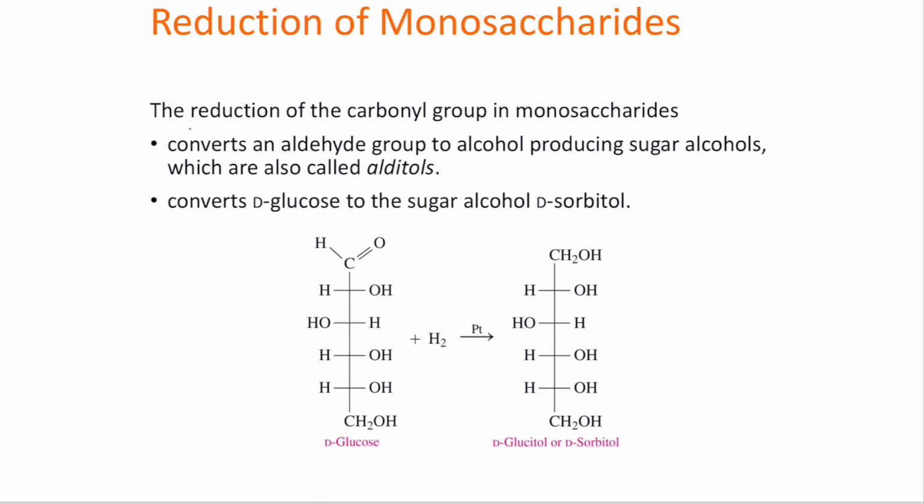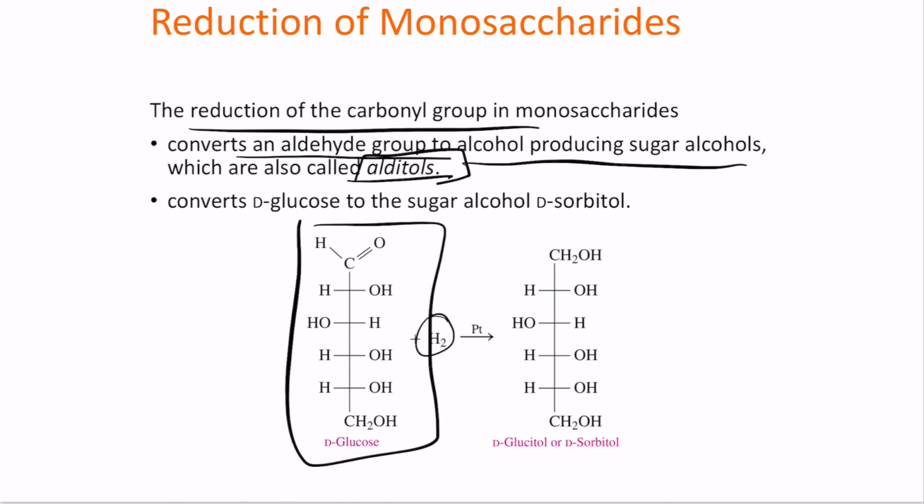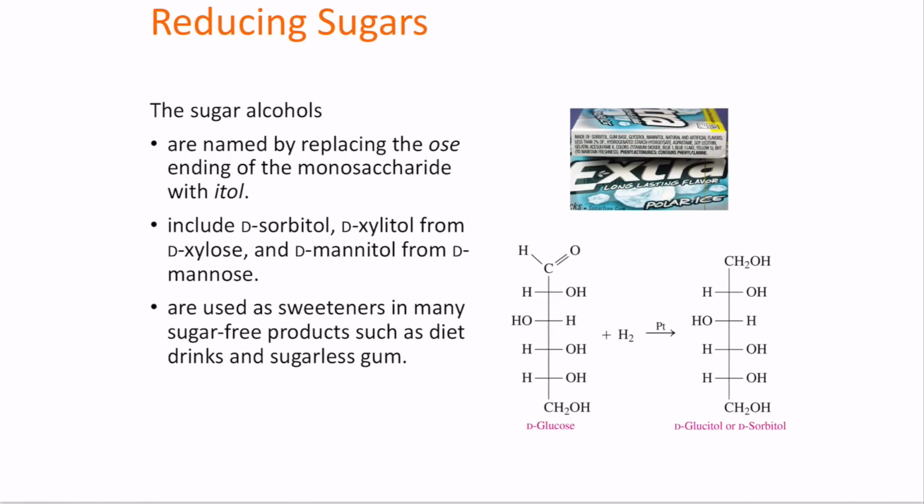Now the reduction of carbonyl groups in monosaccharides generally converts an aldehyde group to an alcohol, producing sugar alcohols. We call them alditols. So when you take glucose and add hydrogen to it in a reduction reaction, it creates D-glucitol or D-sorbitol. So these are what we call alditols.